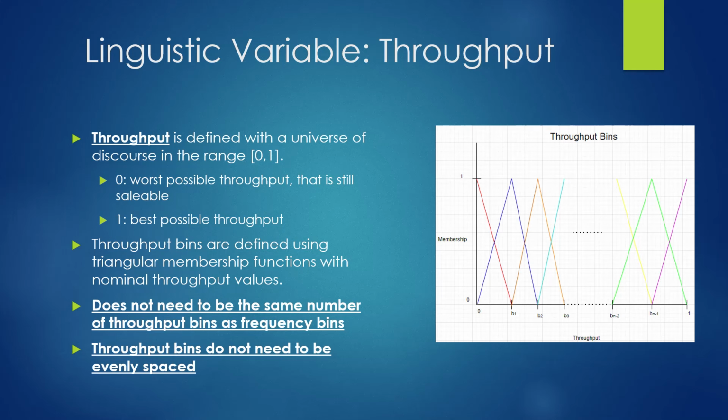Similar to the frequency bins, these throughput bins are also defined with triangular membership functions. And just like the frequency bins, these bin values, which would be numbers between 0 and 1, do not need to be evenly spaced, and there does not need to be the same number of these throughput bins as there are for the frequency bins. Again, this is something that can be tuned and optimized when attempting to maximize the profit, by actually selecting the throughput values between 0 and 1 that these triangular membership bins would be based on.